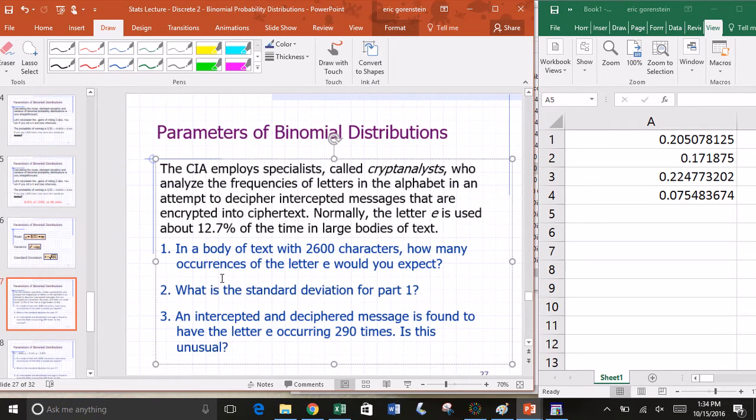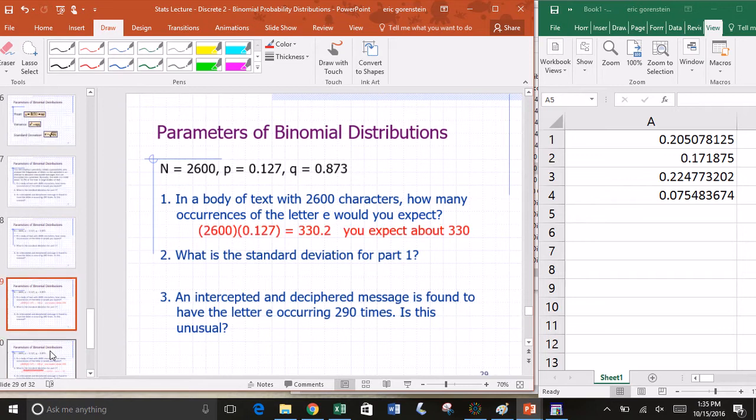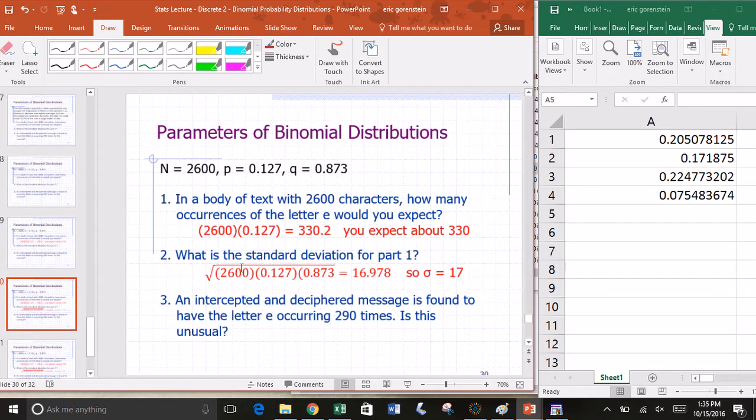Okay, so in a body of text with 2,600 characters, how many E's would you expect? Well, the expected value is 12.7% of the total. So our expected value, or the mean, would be n times p. So you would expect about 330 letter E's. Standard deviation is the square root of n times p times q. Here, if our probability of success is 12.7%, the probability of failure is the complement of that. So what's the standard deviation? Well, the square root of n times p times q is about 17.